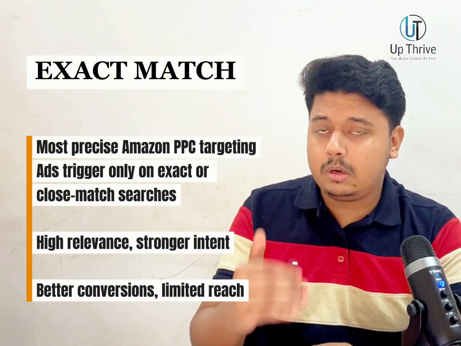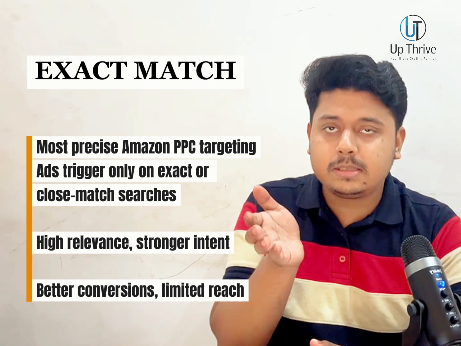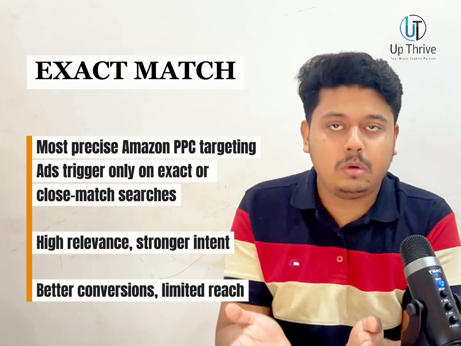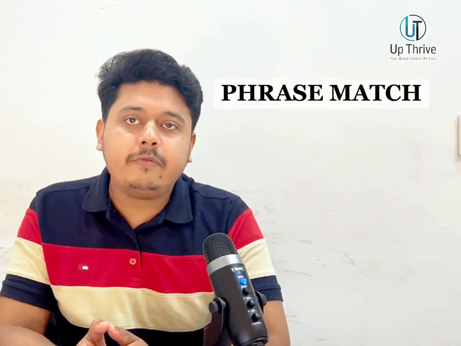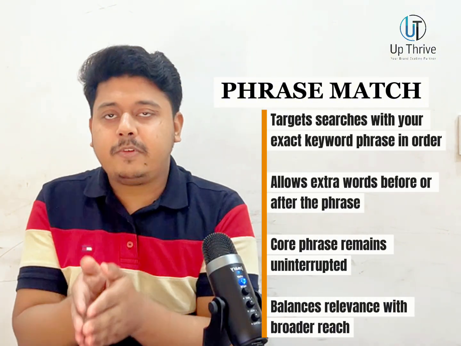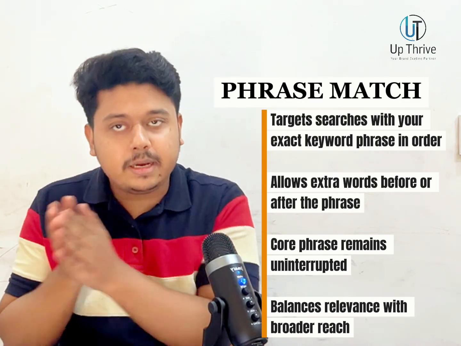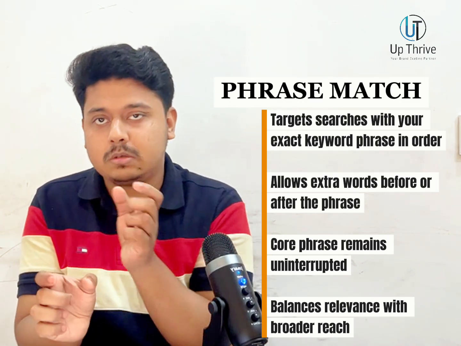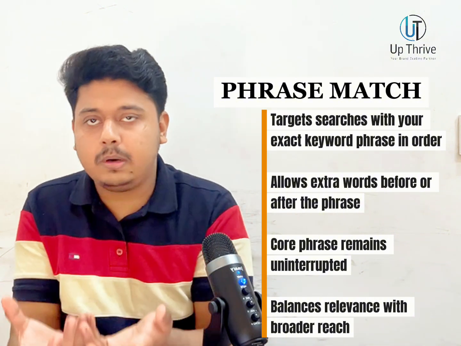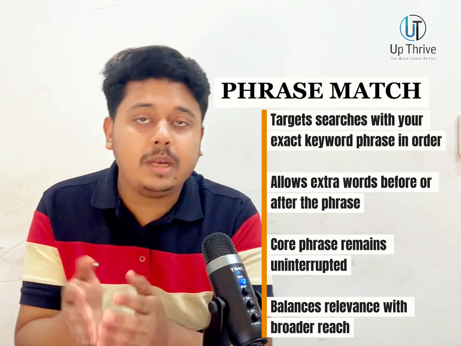In exact match, if we give the keyword dog bowl to Amazon to target, our ad will appear only if a customer's search term is exactly the same, dog bowl. In phrase match, if we target dog bowl, our ad will appear if the customer's search term contains this phrase in the same order, like dog bowl for puppies. So if a customer searches dog bowl for puppies, our product will show. If a customer searches stainless steel dog bowl, our product will appear too.